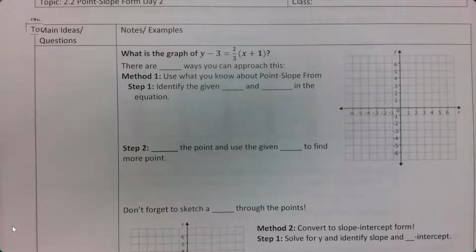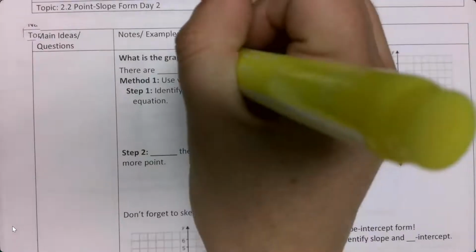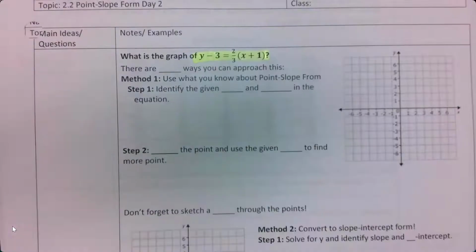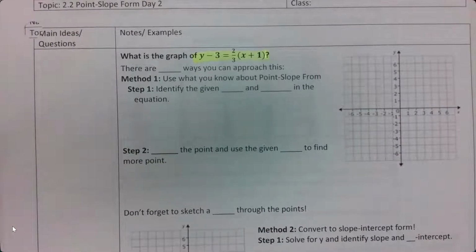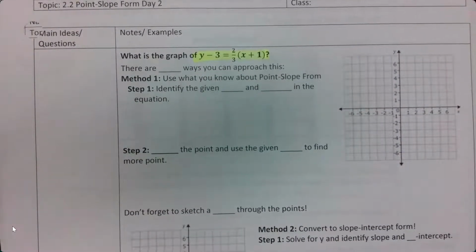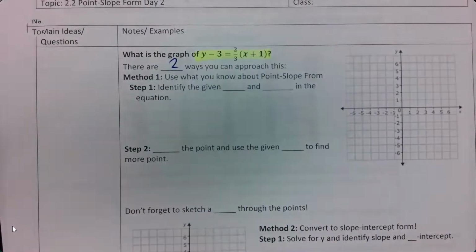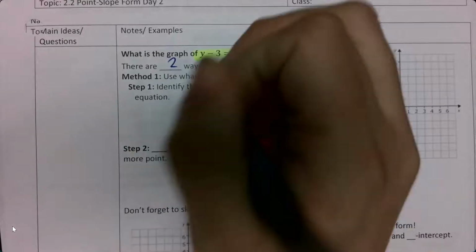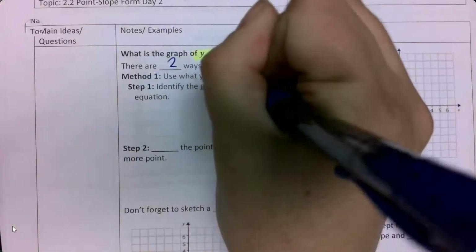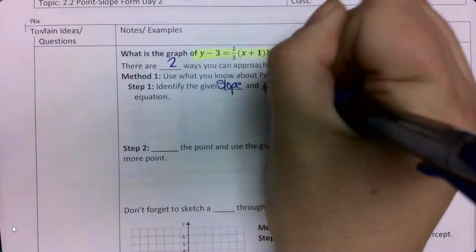Okay, so this one wants me to find the graph of y minus 3 equals 2/3 x plus 1. So this is the equation I will be graphing. There are two different ways I can do this. I can use what I know about point slope form, so I can identify the given slope and my point in the equation.